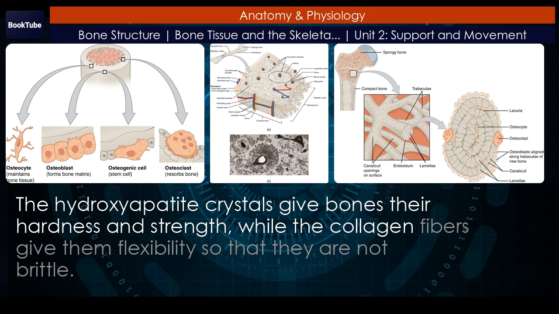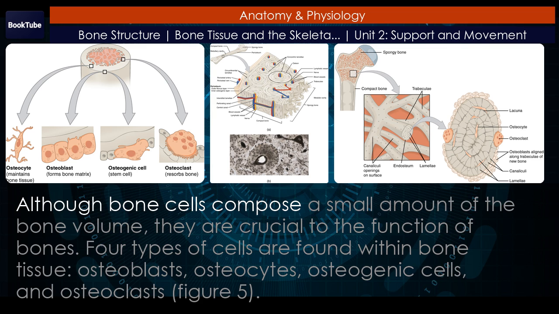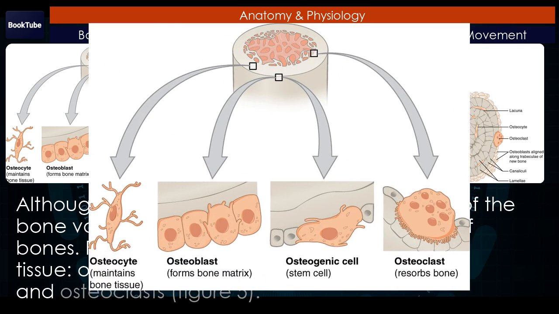while the collagen fibers give them flexibility so that they are not brittle. Although bone cells compose a small amount of the bone volume, they are crucial to the function of bones. 4 types of cells are found within bone tissue: osteoblasts, osteocytes, osteogenic cells, and osteoclasts.